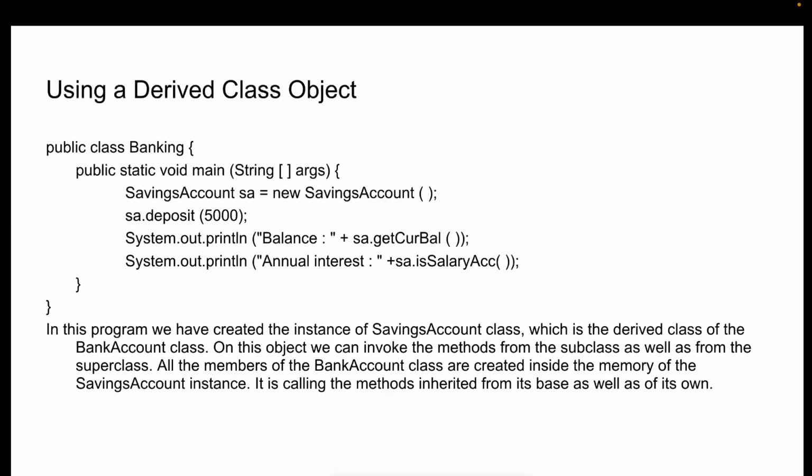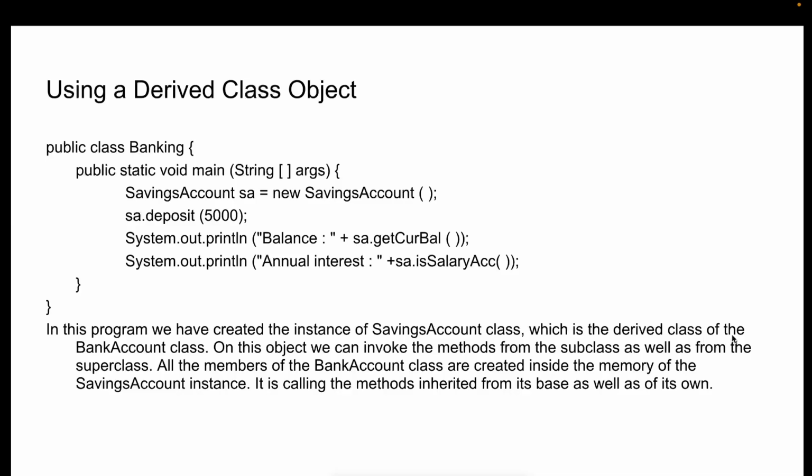So we are creating an object: savings account SA equal to new savings account. Using the reference SA, we are calling the deposit method, and then we are trying to get the current balance and the salary account. So in this program we have created the instance of savings account, which is the derived class.